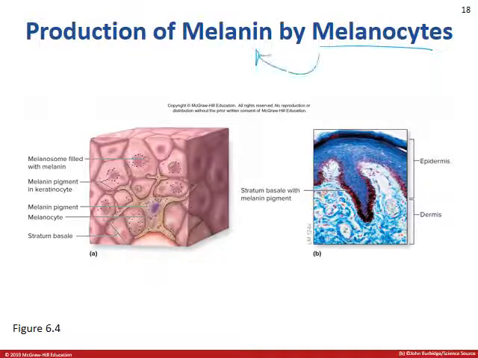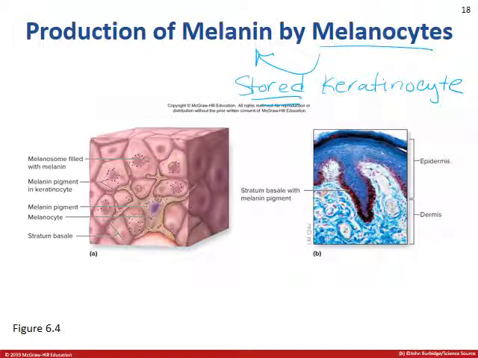Melanocytes produce melanin, but it is stored in keratinocytes. So you can see just a one-word change could affect a question. Melanocytes make melanin, keratinocytes store melanin.